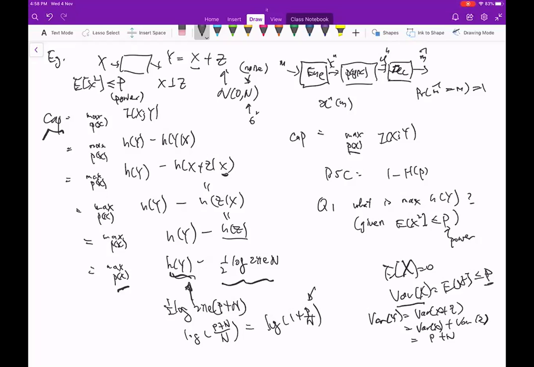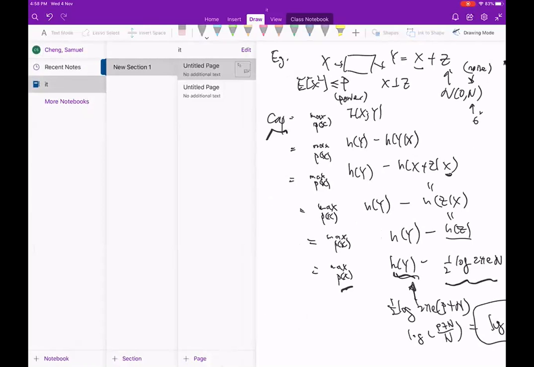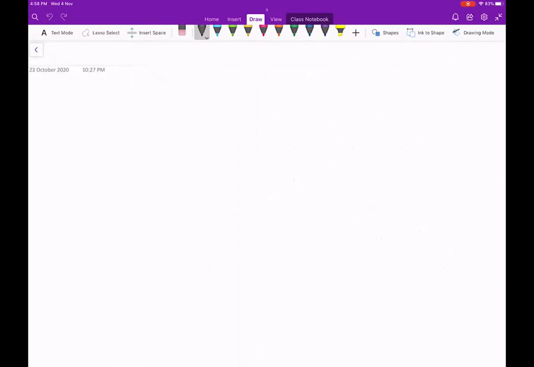Okay, this is for the Gaussian channel, or AWGN channel, additive white Gaussian noise channel. Should I erase, or let me make another page. Now let me just rewrite that again. For the Gaussian channel, the capacity is log of 1 plus P over N.